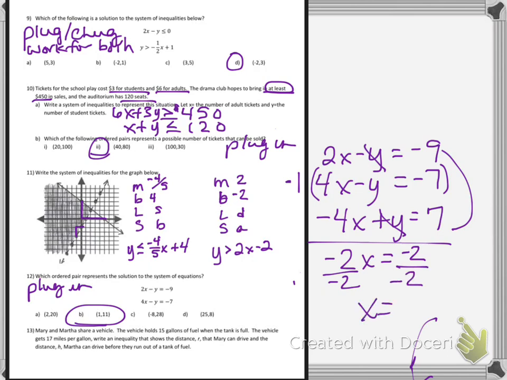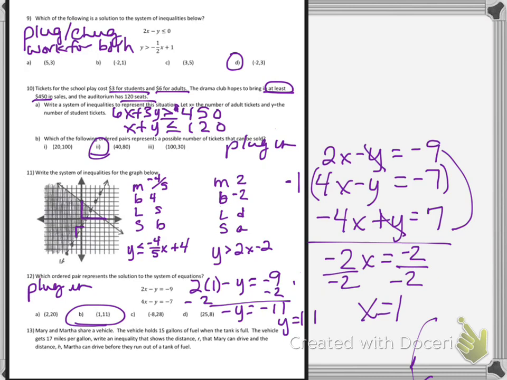So x is a positive 1. And then I could plug that into either. So I'll plug it into the first one. 2 times 1 minus y equals negative 9. So I'm going to minus 2 from both sides. Negative y equals negative 11, which means that y is positive 11.